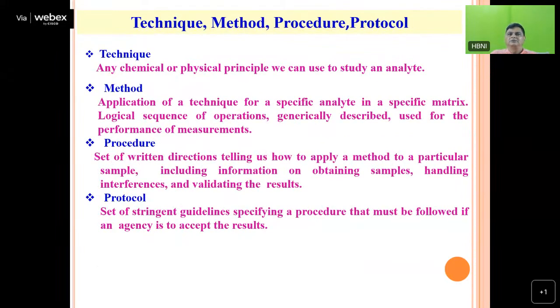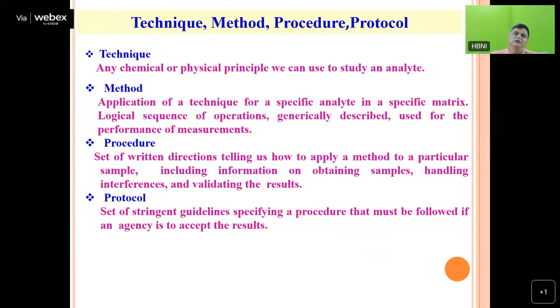Okay. Then come the technique, methods, procedures, and protocols. What is a technique? Whatever analysis we are doing here, any chemical or physical principle we can use to study and analyze is termed a technique. And a method is the application of a technique for a specific analyte in a specific matrix. This is very important.